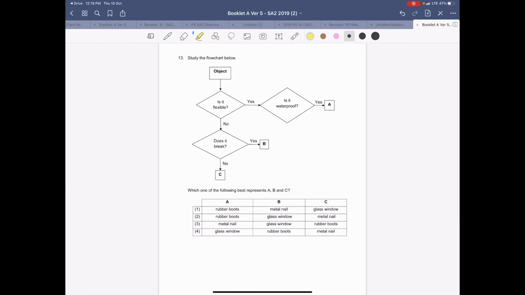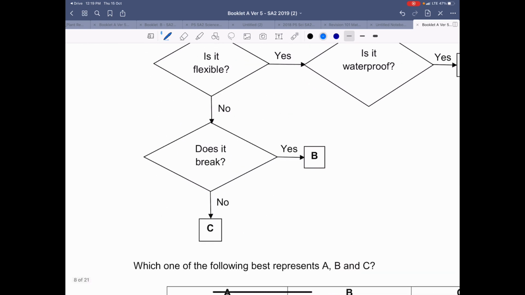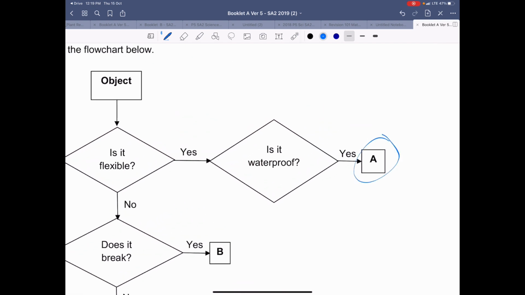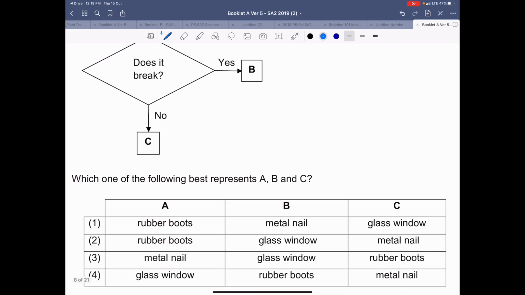Question 13. So same thing, whatever I did. So I look at option number 1, first column, A column. Rubber boots. Let's see. Now, where's A? A is over here. So it says that it is flexible. So is rubber boot flexible? Yes. Is it waterproof? Is rubber boots waterproof? Yes. So I know that this is correct.